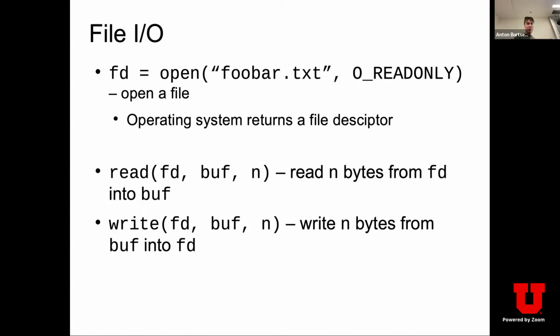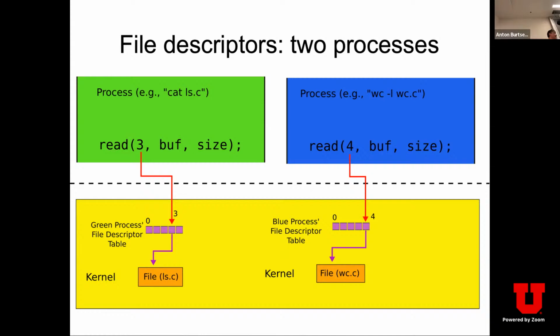Okay, so good with files. This is an example, to answer your question, that each process will have its own file descriptor table, right? So for example, here, the green one is a cat. Does anyone know what cat is?